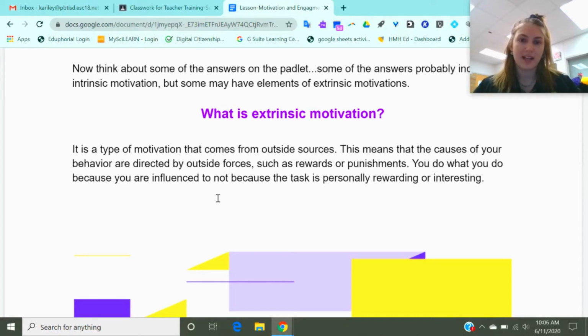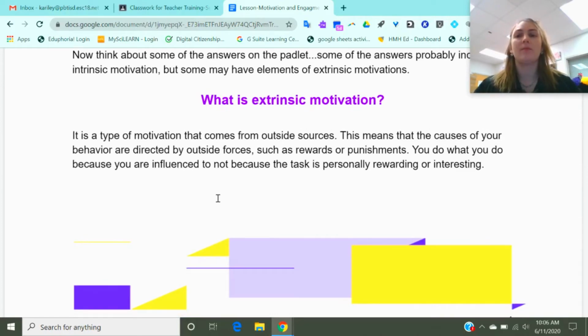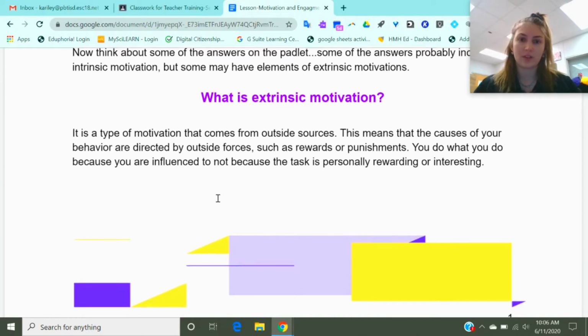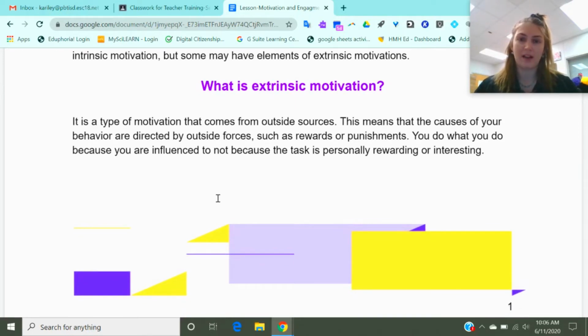Well, what this means is that this is a motivation that comes from outside sources. So this means that the causes of your behavior are being directed by outside forces, such as rewards or punishments. So this could mean that we are doing something in order to get a reward or in order to avoid a consequence or a punishment or something bad. So your behavior is being influenced by outside forces, and whatever you are doing is not personally rewarding or interesting.